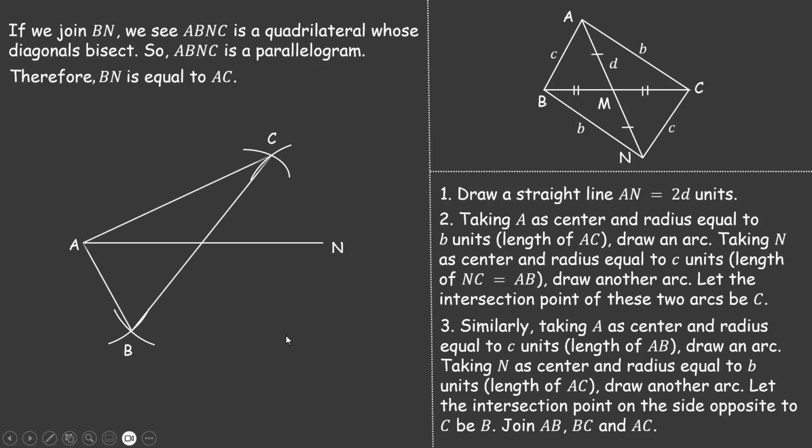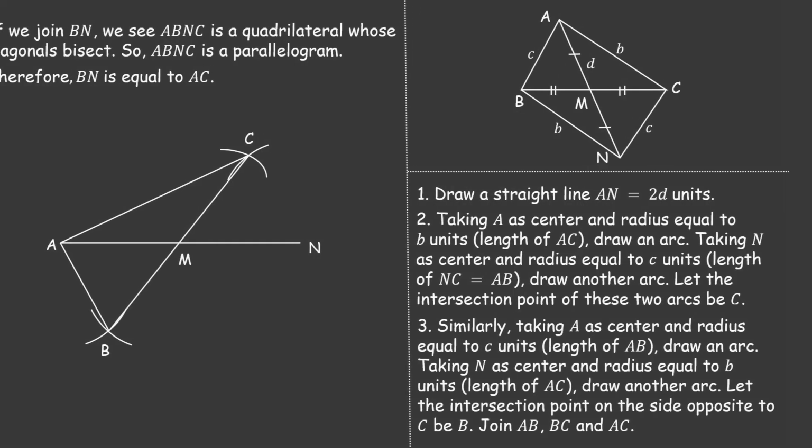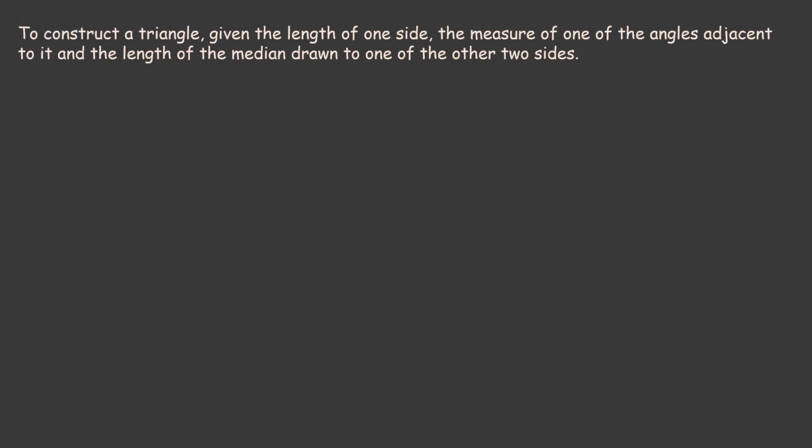Now let's join AB, BC and AC. And thus ABC is the required triangle. In the next part, we are going to see how to construct a triangle when the length of one side is given, the measure of one of the angles adjacent to it, and the length of the median drawn to one of the other two sides is given.